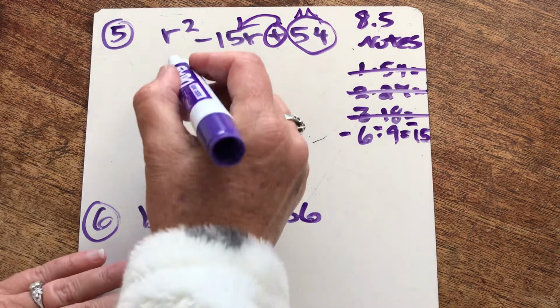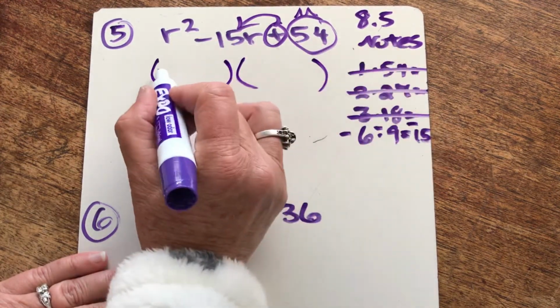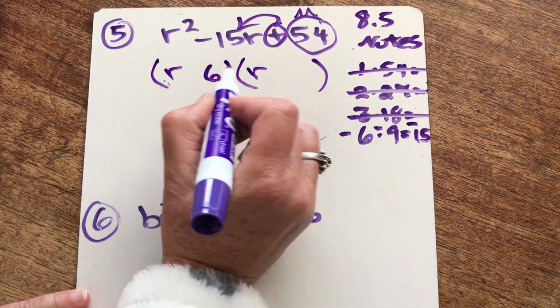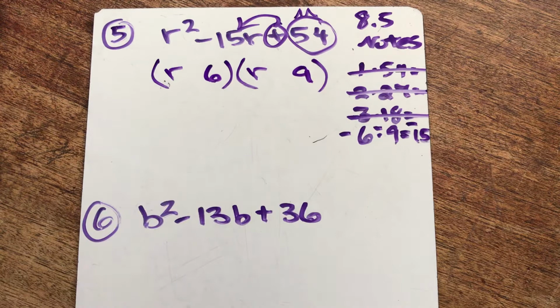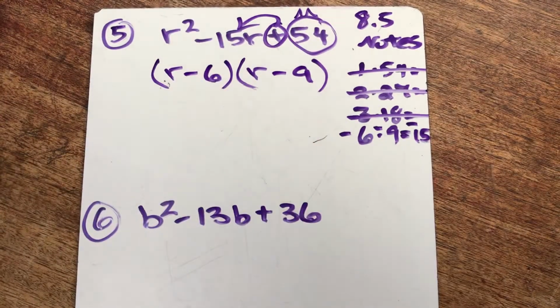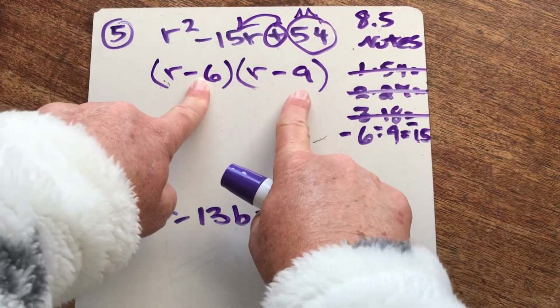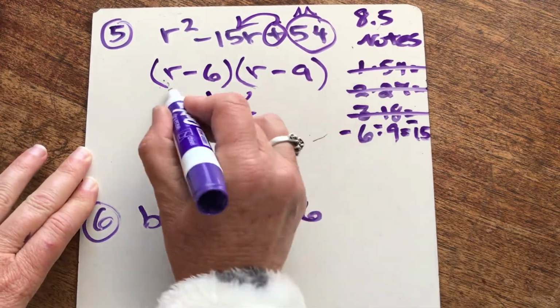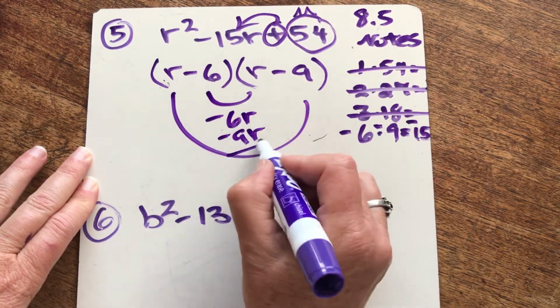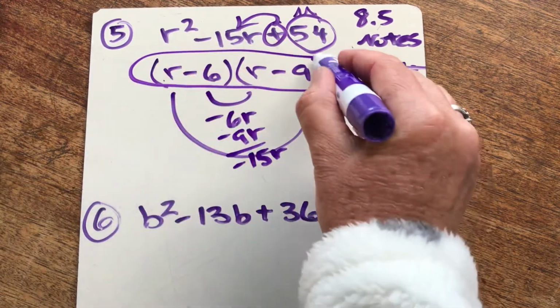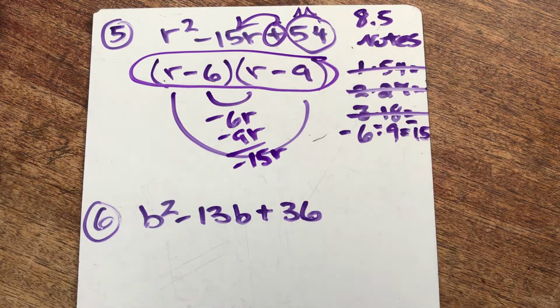So let's check that. Let's set up our parentheses. We have r times r is r squared. We know it's going to be 6 and 9, or 9 and 6, doesn't matter the order. And I'm saying that they're both going to be negative. Obviously, we need to check our answer. So r times r is r squared, check. Negative 6 times negative 9 is positive 54, check. And let's check our middle terms. Voila, we got it. So it looks like our final answer will have a double negative.